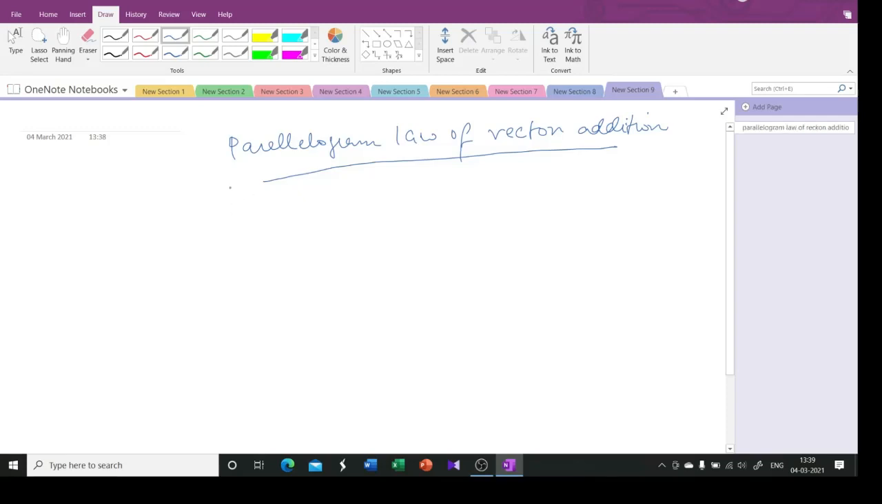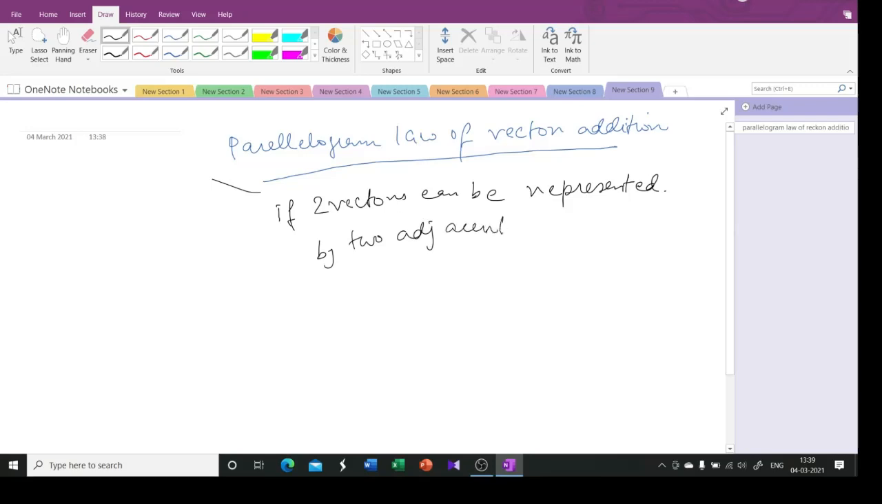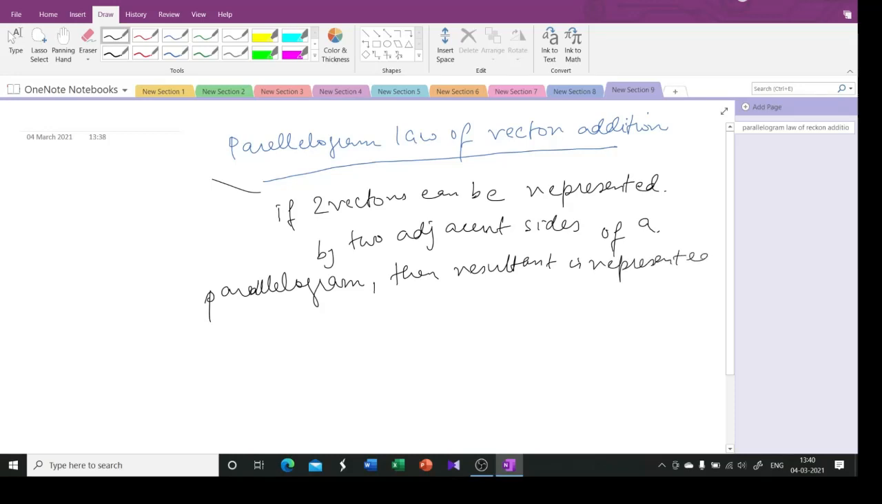So basically what it states is that if two vectors can be represented by two adjacent sides of a parallelogram, then the resultant is represented by the corresponding diagonal of the parallelogram.